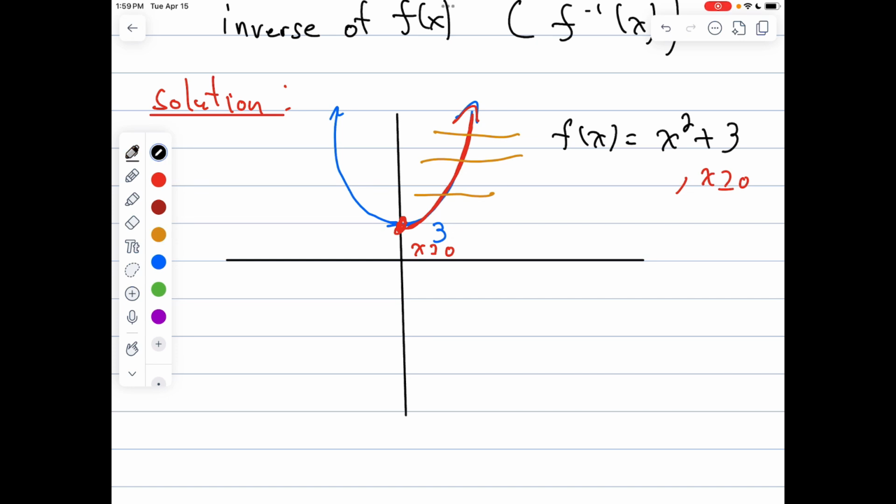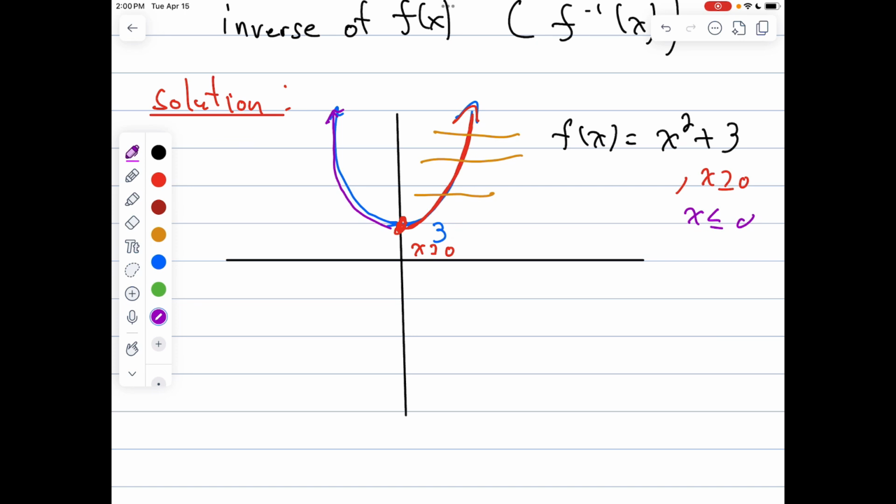So that's the thing, you want to restrict the domain here, and basically take out a part of the graph so that when you draw a horizontal line through it, it will now pass. So that's what we did. Now you could have also picked x to be less than or equal to 0 here. That would have worked out as well.